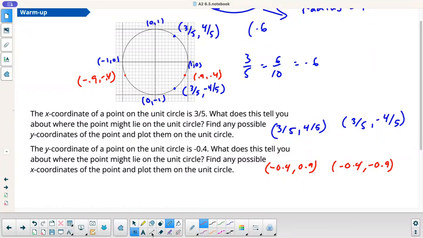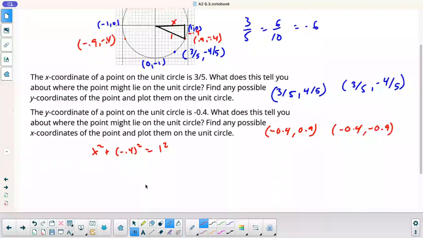So maybe if I made a triangle and did a little Pythagorean theorem here, it might be a little bit more accurate. So here's my triangle. So this is 1 for your radius. This is negative. Oh, that's supposed to be negative. Sorry, -0.4, and then this is going to be x. So if I did x squared plus (-0.4) squared equals 1 squared, let's see what we get.